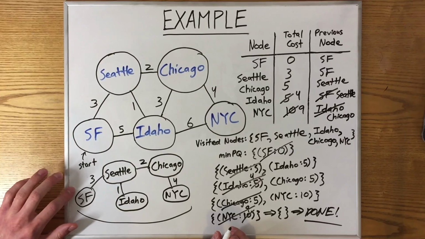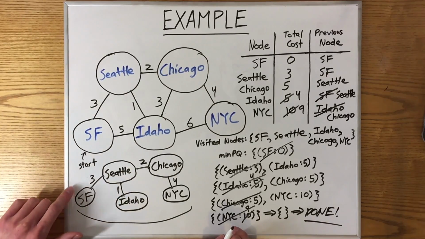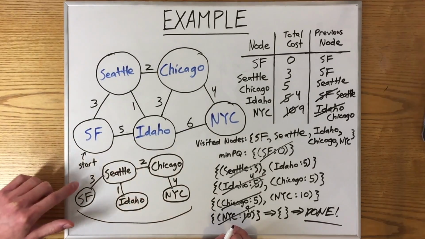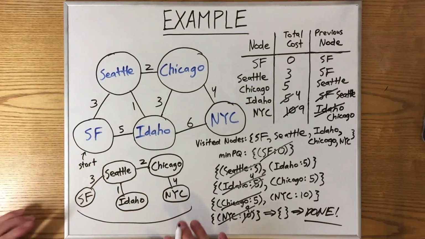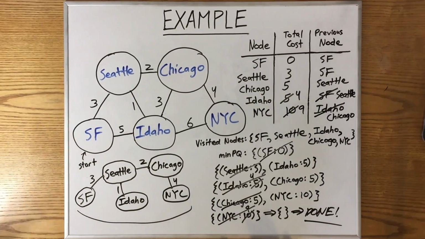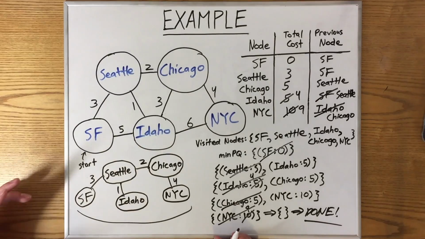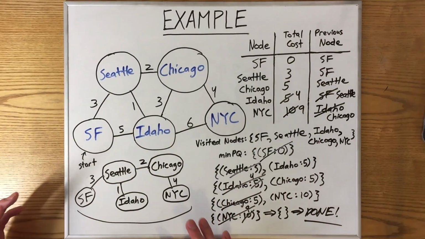So we see that this is the shortest path to get from SF to Seattle, SF to Idaho, SF to Chicago, SF to NYC, all in one picture. And that's all a shortest path tree is. And Dijkstra's allowed us to do this. It allows us to create this table. It allows us to create this representation.